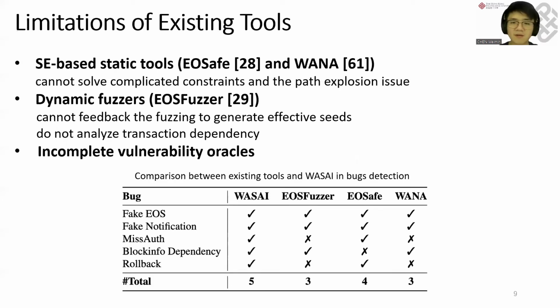To the best of our knowledge, only a handful of studies focus on Wasm smart contracts, which can be classified into 2 categories. The first one is symbolic execution-based static tools, such as EOSafe and WANA. If the target contract is too complex, they may fail to solve constraints and raise a timeout due to path explosion. Another category is dynamic fuzzing, such as EOS fuzzer. However, EOS fuzzer only generates random seeds and doesn't identify the transaction dependency to analyze the smart contract, which is actually a stateful program.